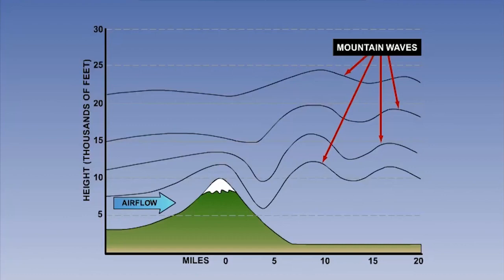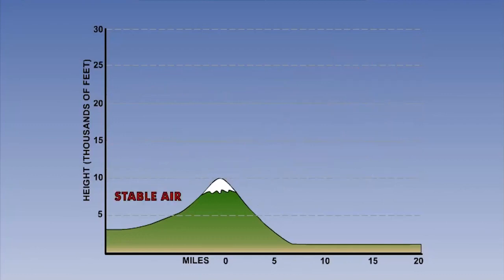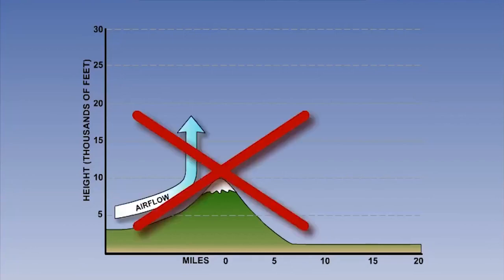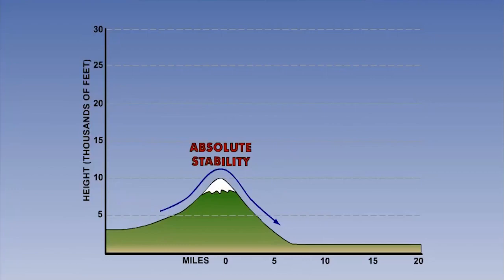However, to create these oscillations, certain conditions must prevail in the atmosphere. Firstly, the air must be very stable. Otherwise, the airflow when reaching the mountain would rise vertically and destroy the oscillation pattern. More importantly, though, it is the layer of air at, around, or just above the mountain ridge that must have absolute stability.